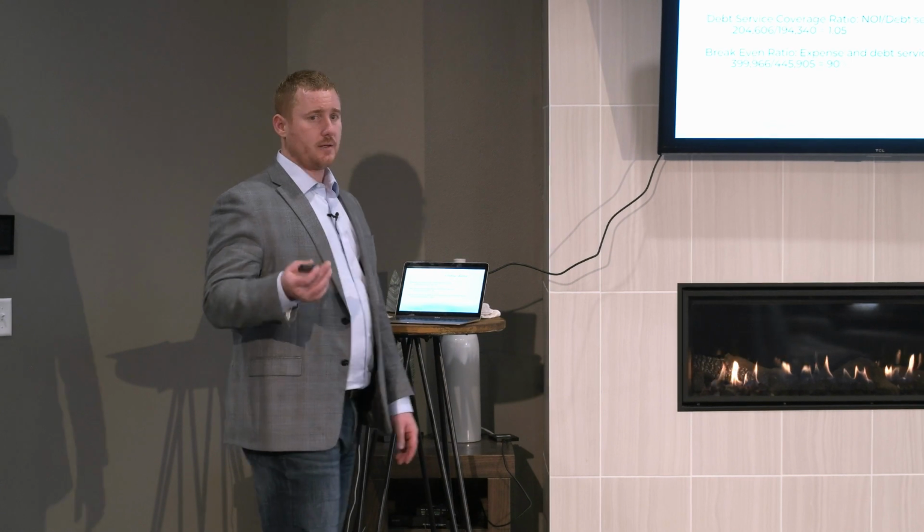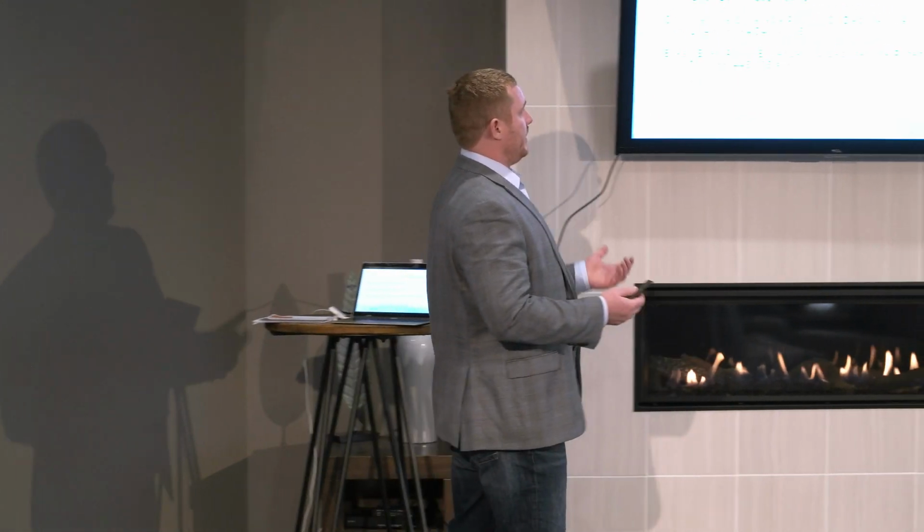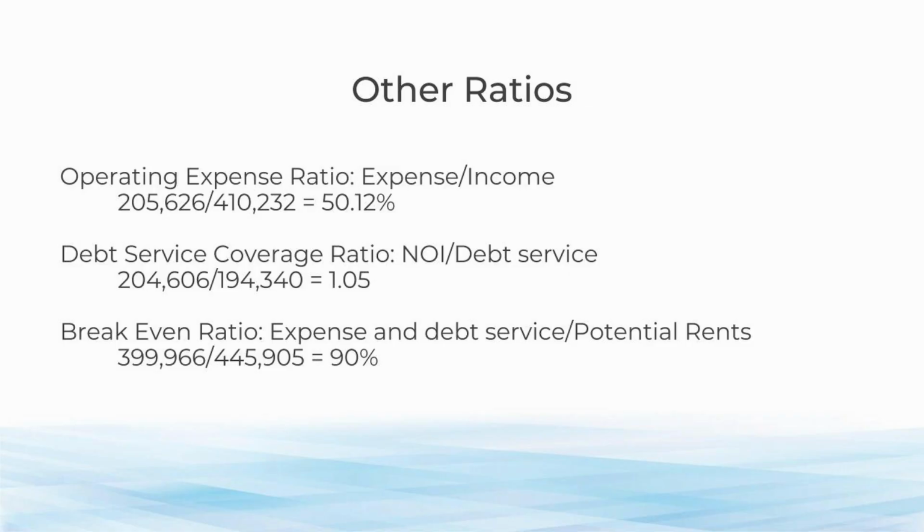A couple other ratios that Wealth Optimizer will have. Your operating expense ratio. Remember, that was expense divided by income. So our expense was $205,000 divided by our $410,000 income, and we ended up with about a 50.12% expense ratio. Okay, we're a touch over, but we're essentially there. It's within the margin of error, but it's on the high end.